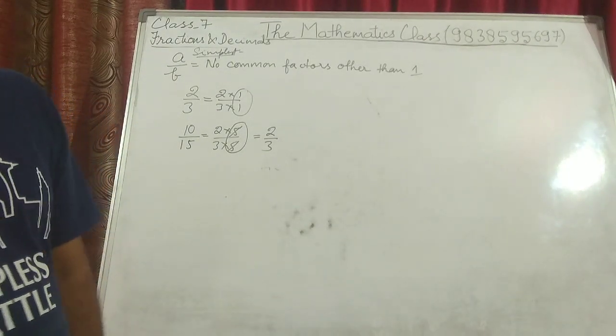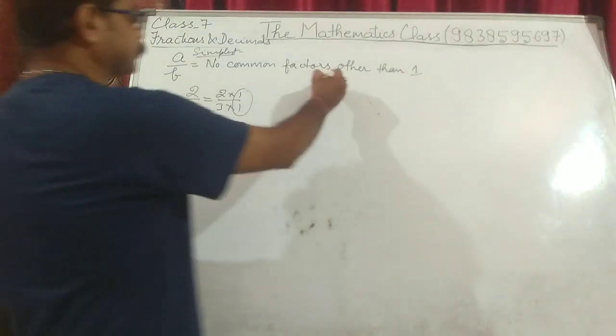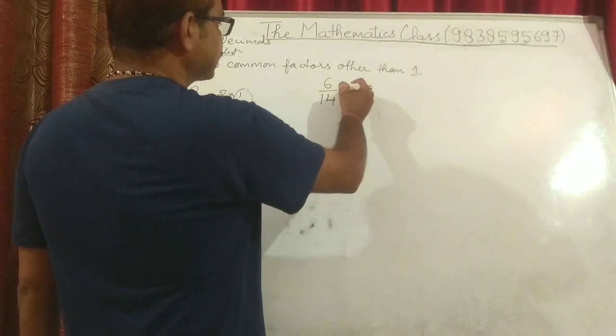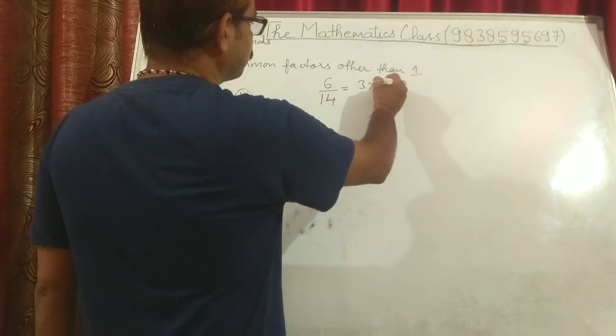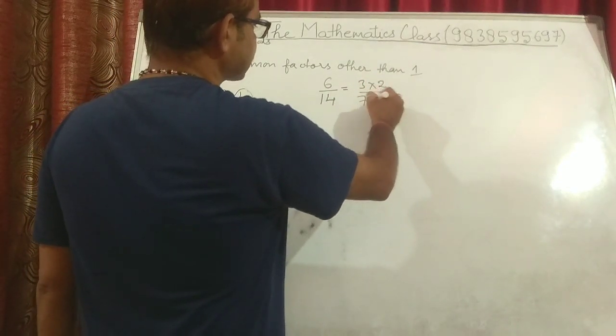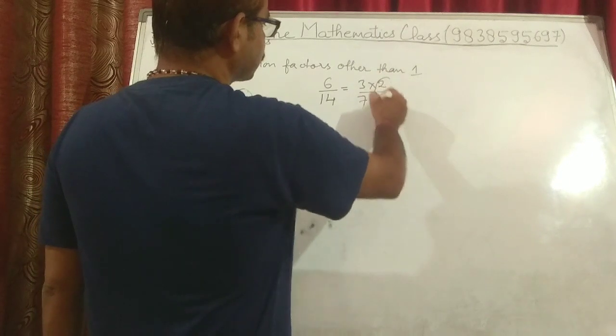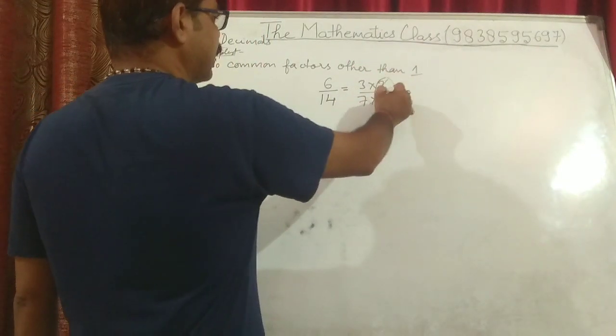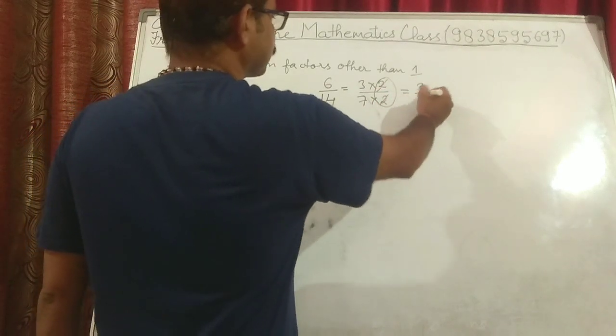Let's take one more example. Let's say 6 upon 14. 6 can be written as 3 into 2. 14 can be written as 7 into 2. Now 2 is common. So we will cancel this 2 and 2 and we will get 3 upon 7.